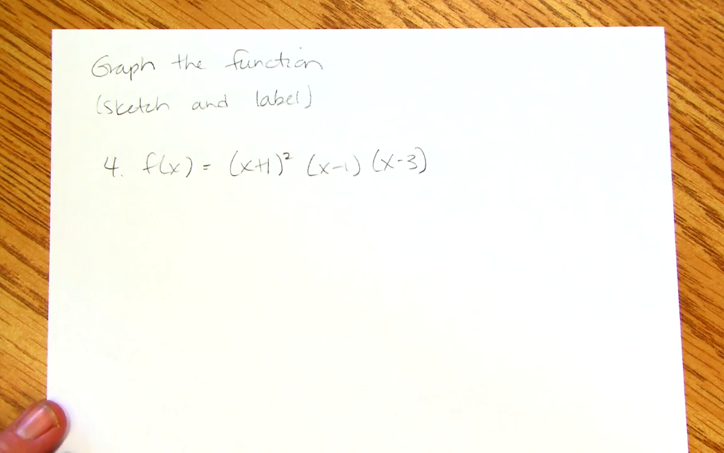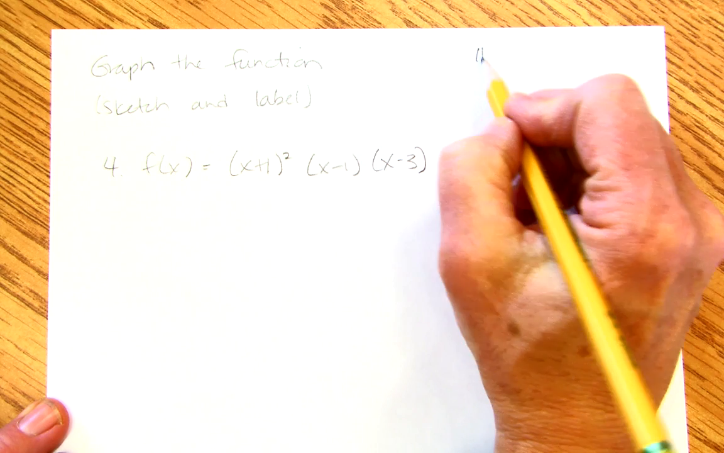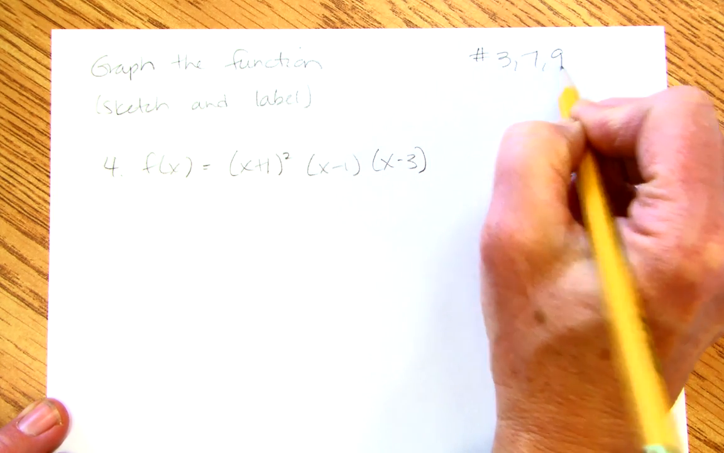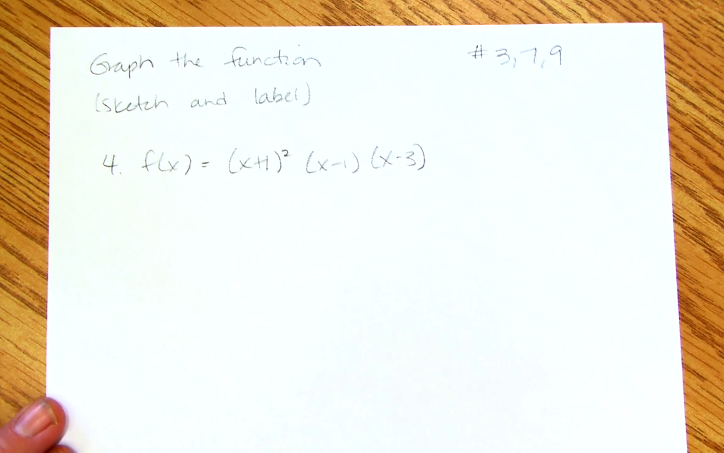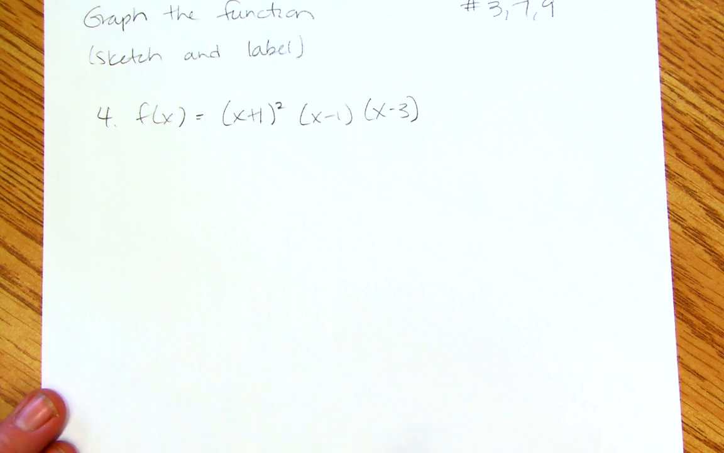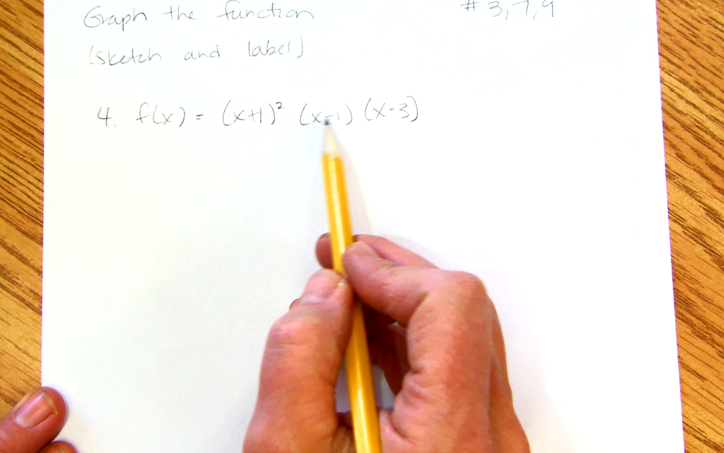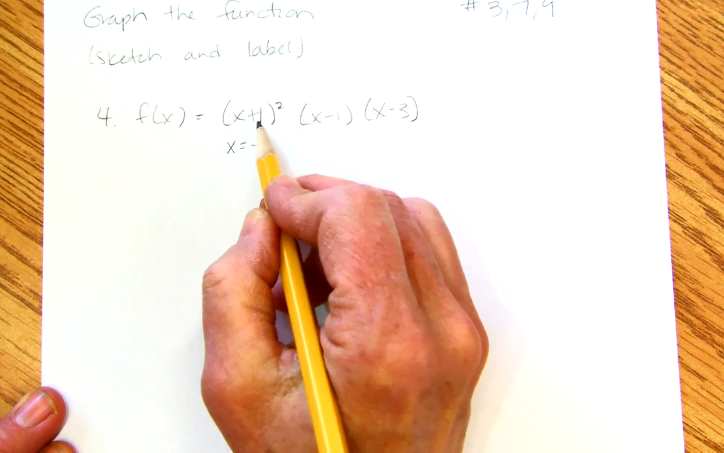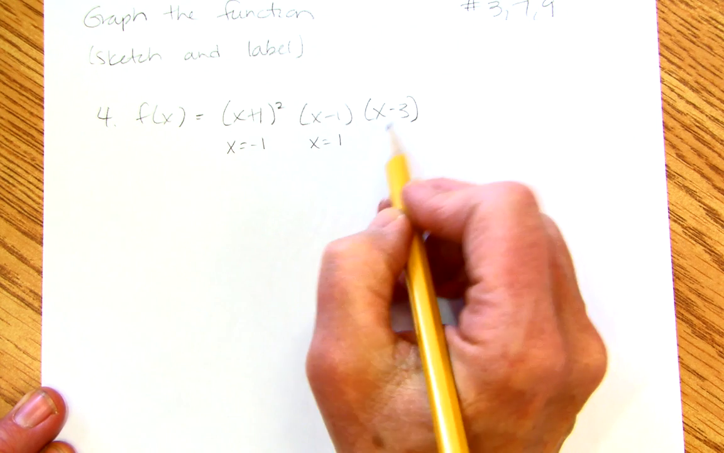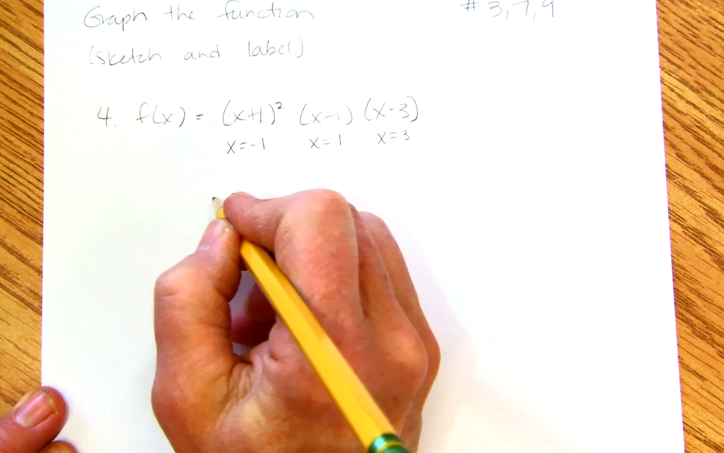So you're going to be asked to graph functions for a couple of these, numbers 3, 7, and 9. Really at this point, it's mostly a sketch. So if this is my function, x plus 1 squared times x minus 1 times x minus 3, I can identify 3 zeros. This zero would be negative 1, this zero would be positive 1, and this zero would be 3.